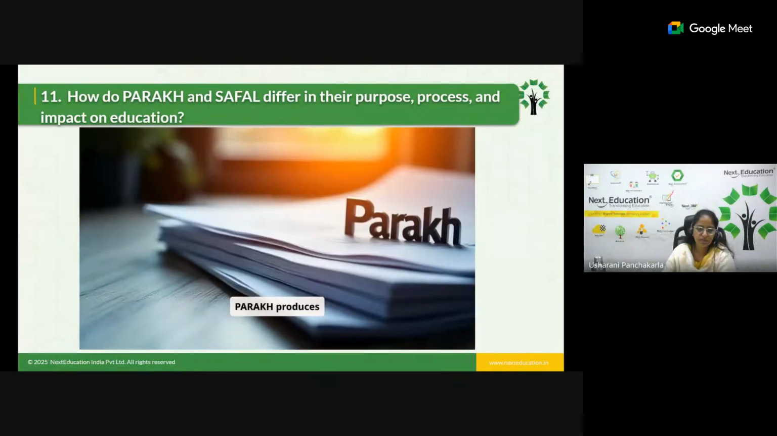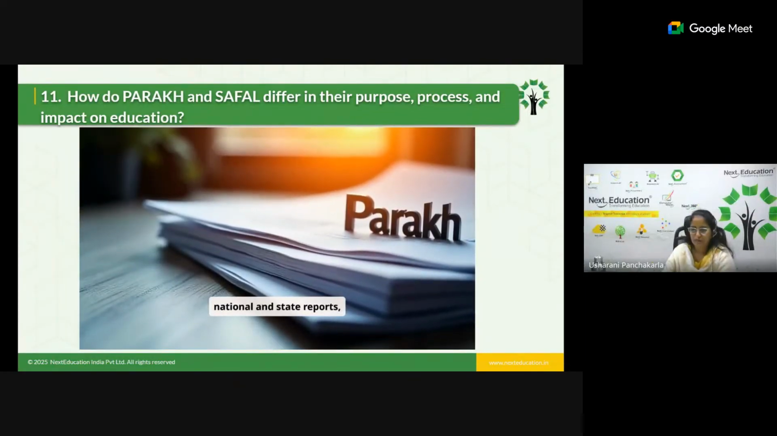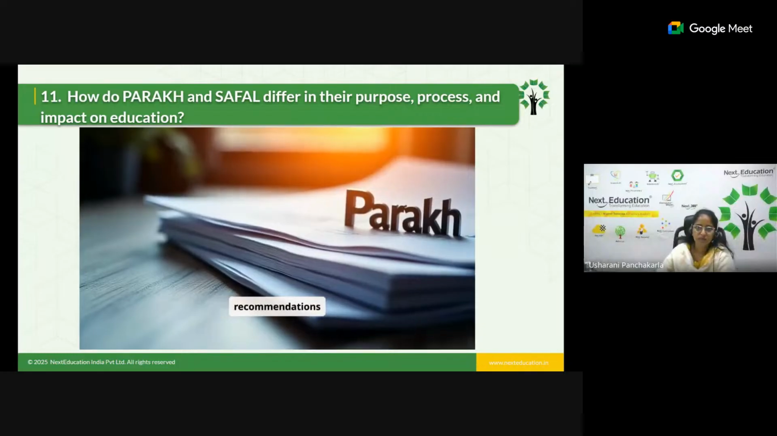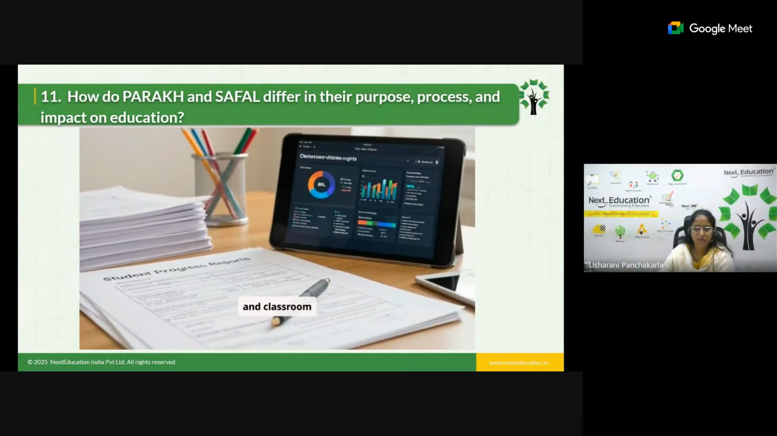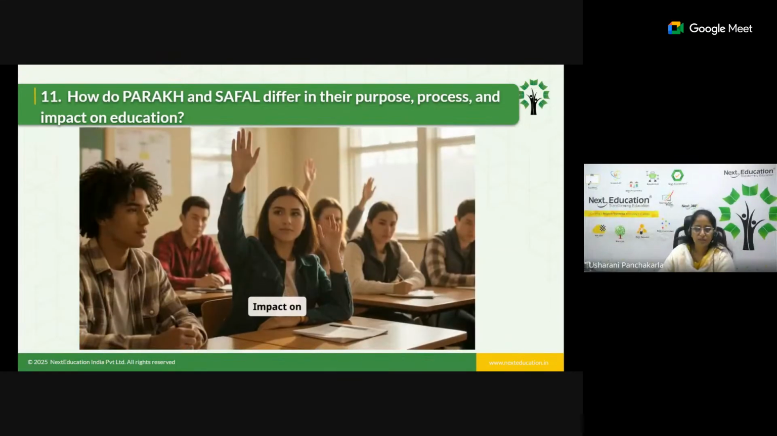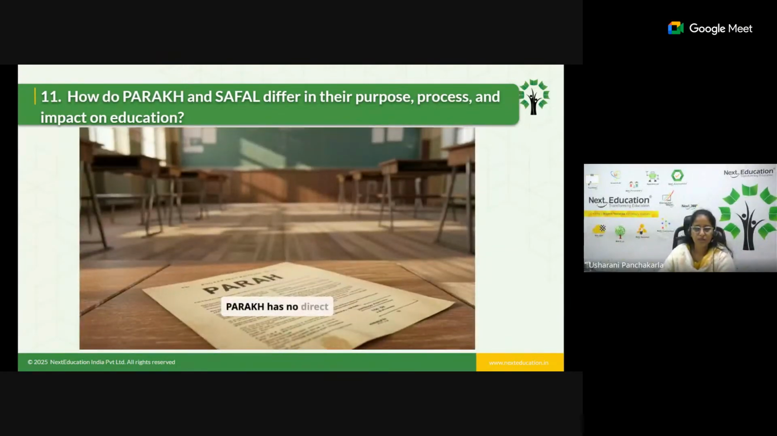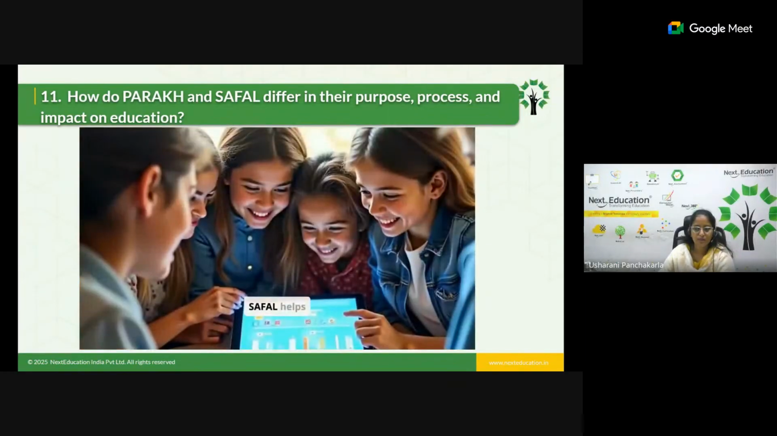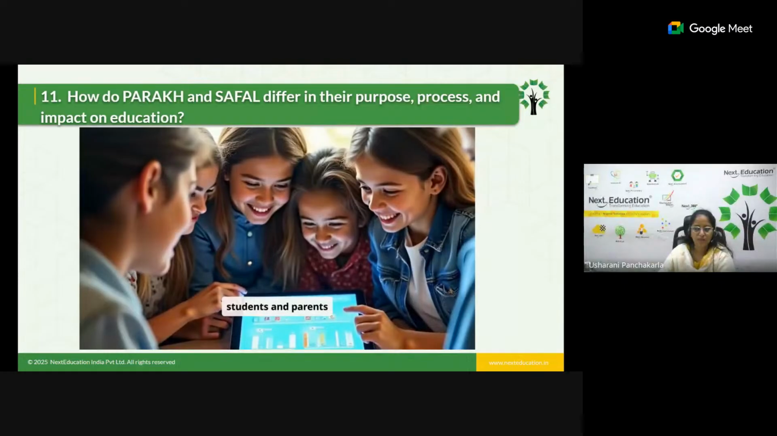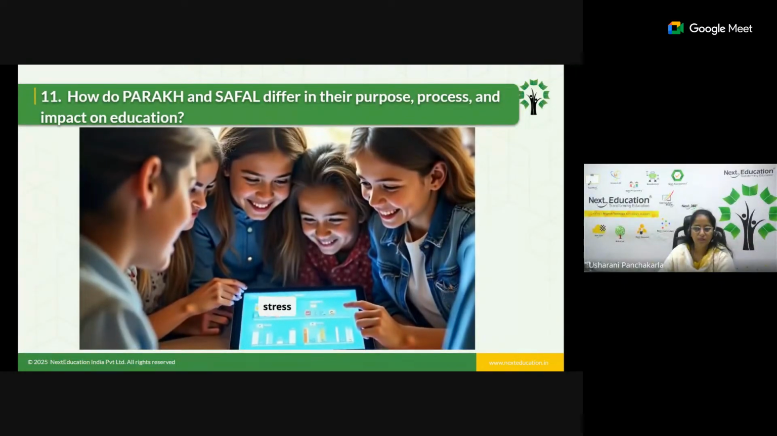Output: PARAKH produces national and state reports, benchmarks, and policy recommendations. SAFAL produces student progress reports and classroom insights. Impact on students: PARAKH has no direct impact on students or promotion. SAFAL helps students and parents track learning without stress.